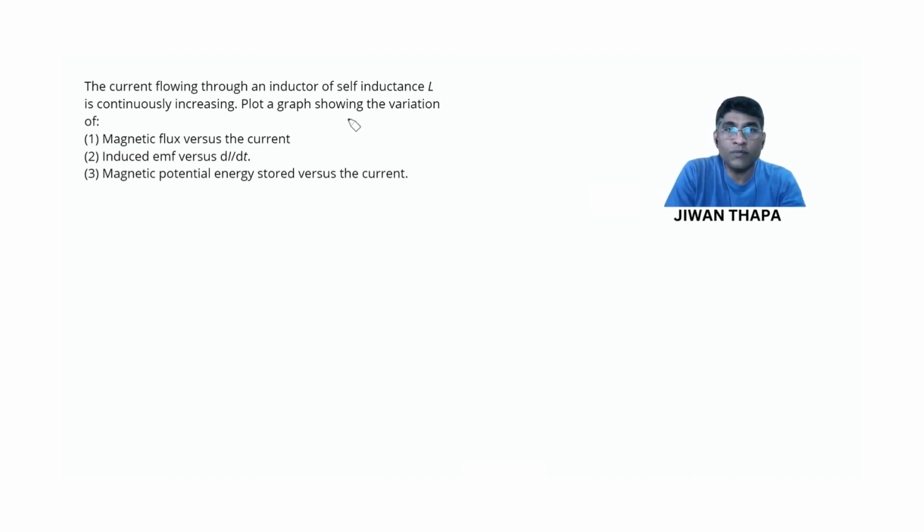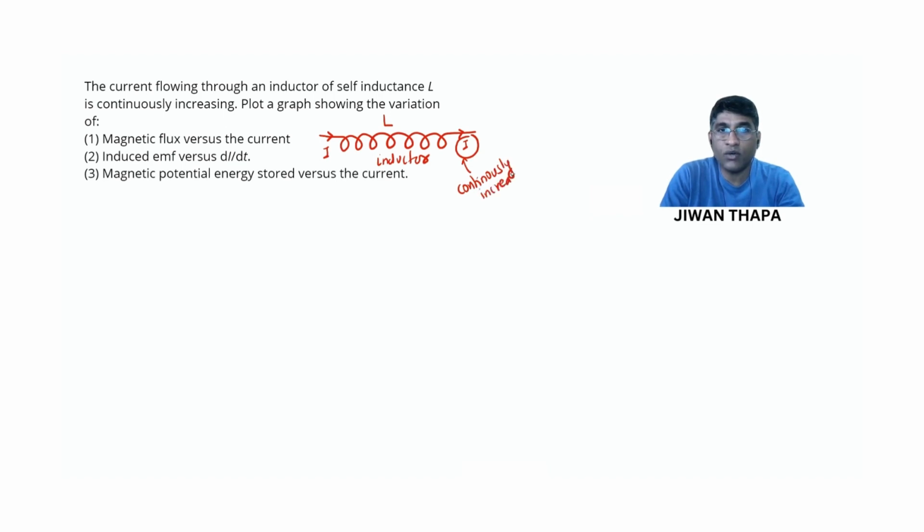So from the question, we have an inductor having self-inductance L, and let I be the current flowing through the inductor. And from the question, the current I is continuously increasing. So the current I flowing through the inductor is changing continuously.